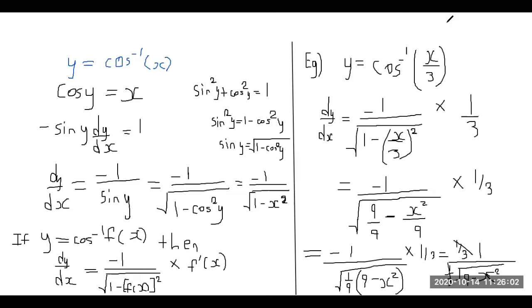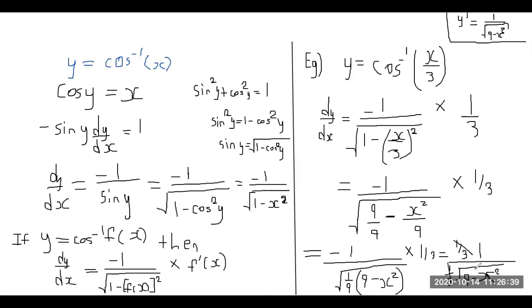Alright, so if we were to just write the result at the top, so we can clearly see that y prime is equal to 1 over the square root of 9 minus x squared. That's how we find the derivative of y equals cosine inverse of x over 3. Alright, so that's dy by dx. So this is the answer.